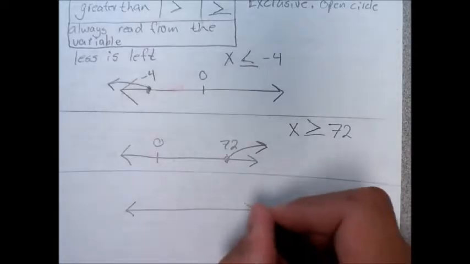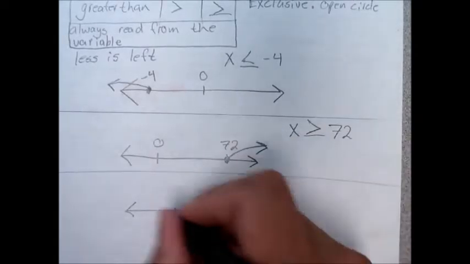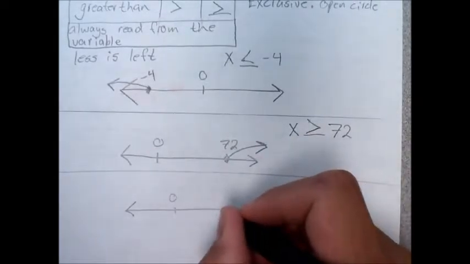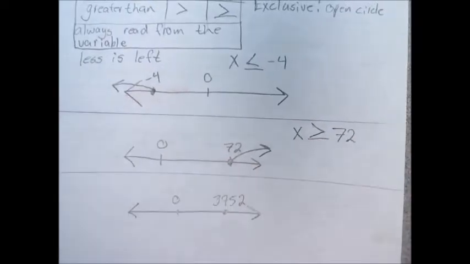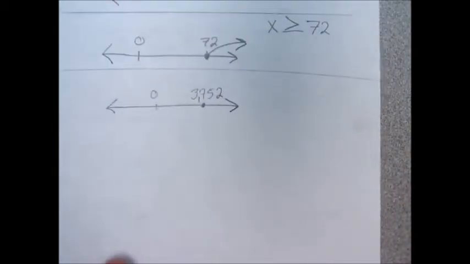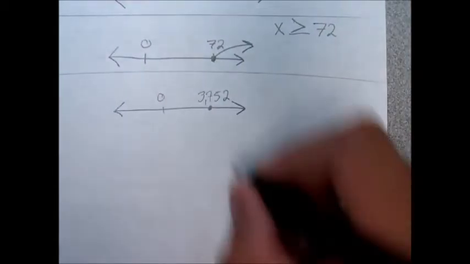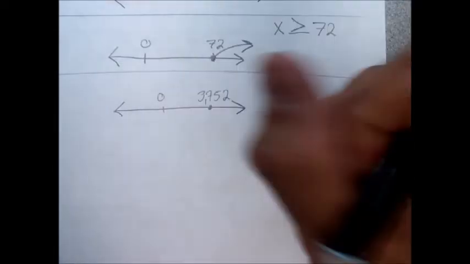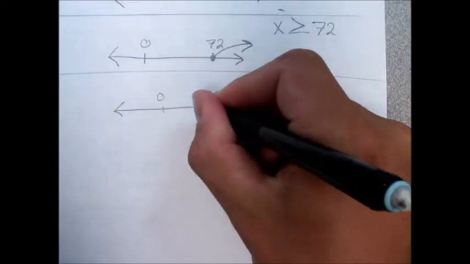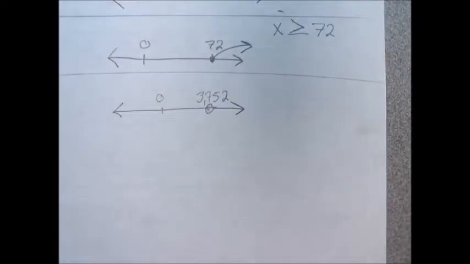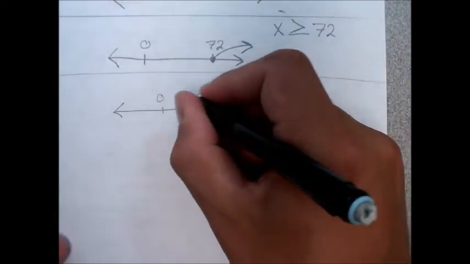Another graph, another 0. Point 3,752, just because I like that number. It's one of my favorites. And sorry, I put a solid dot there. I meant to put an open circle. And this one's going to have an arrow going to the left.